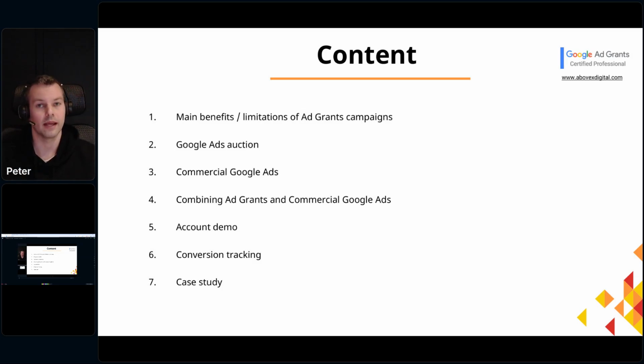Then we'll take a look at the Google Ads auction, how the auction works, what are the important factors that may influence your position within the Google Ads auction. Then we'll take a look at commercial Google Ads, what they are, how they work, etc. And then towards the end, we'll show you tips and strategies on how to combine Google Ads with commercial Google Ads efficiently, which means in a way that minimizes your cost per conversion at the end of the day.